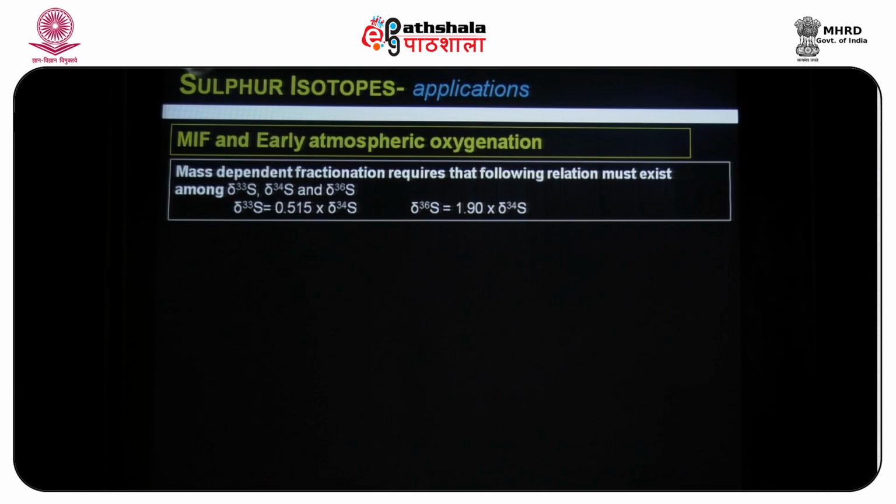Now, if there is mass dependent fractionation, then the delta 33S value should be about half that of the delta 34S value, because the mass difference between 32 and 33 is 1, whereas the mass difference between 34 and 32 is 2. So, exactly, delta 33S should be about 0.515 times delta 34S, whereas delta 36S should be equal to 1.90 times delta 34S. But this is not the case in many geological environments.